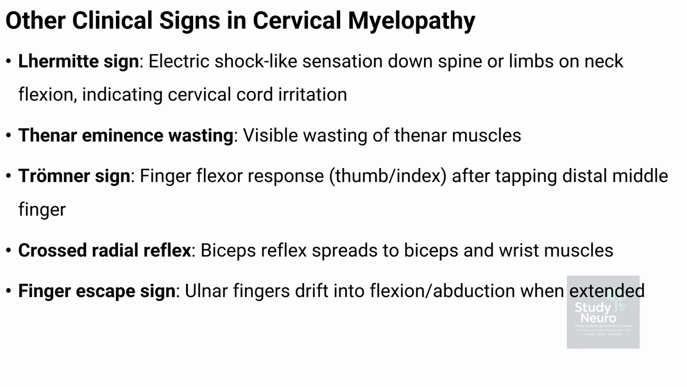Visible wasting of the thenar eminence may also be present, indicating loss of muscle bulk at the base of the thumb due to chronic neurological involvement. Certain reflex changes are also important. Trömner sign occurs when tapping the distal middle finger triggers flexion of the thumb or index finger, while a crossed radial reflex is present when testing the brachioradialis reflex produces contraction beyond the expected muscles, extending into the biceps or wrist flexors. These are useful clues.